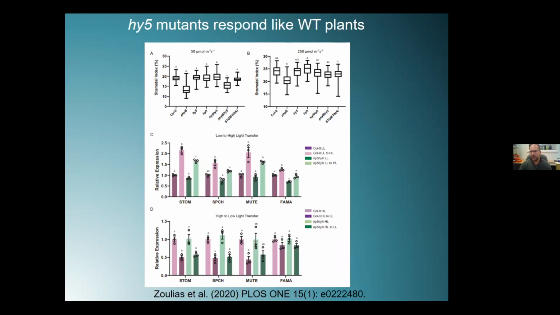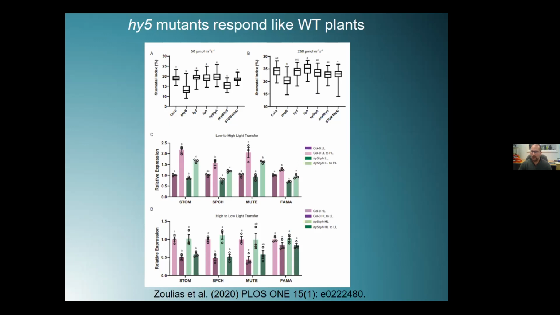We looked at all of these under our low and high light conditions. The upshot is that in these conditions, we saw no difference between these mutants and the wild type. So there's the wild type under high light, and there's hy5, hyh, and the hy5 hyh double mutant. We didn't see any difference. And we've got phyB in here just to show you that under these conditions, phyB still has a reduced stomatal index.